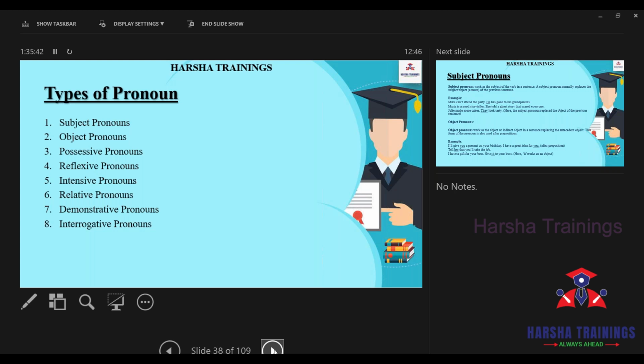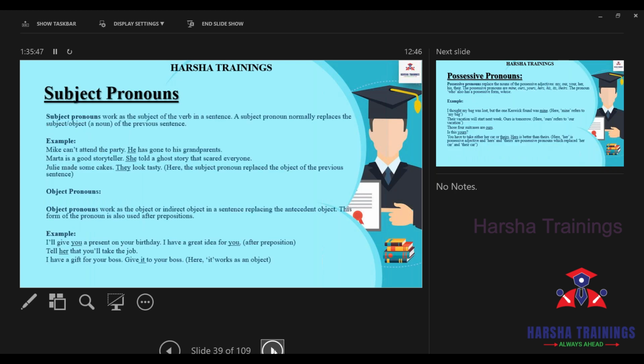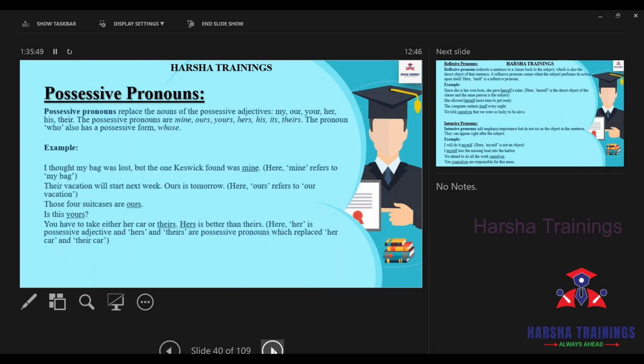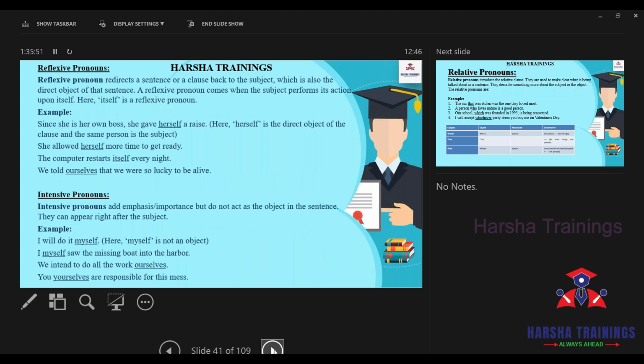Okay, next, reflexive. What are reflexive pronouns? Example. Reflexive pronouns are nothing but they redirect the sentence back to the subject. Reflects. You know what a reflection is, right? Reflection in the mirror. It reflects back whatever is shown. So in a similar way, a reflexive pronoun redirects the sentence to the main subject.